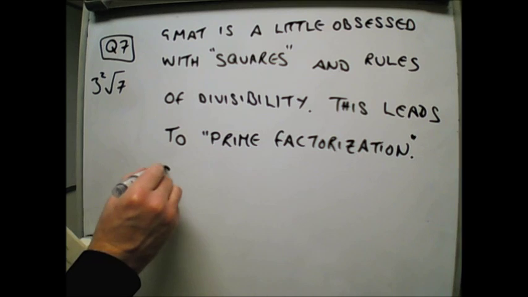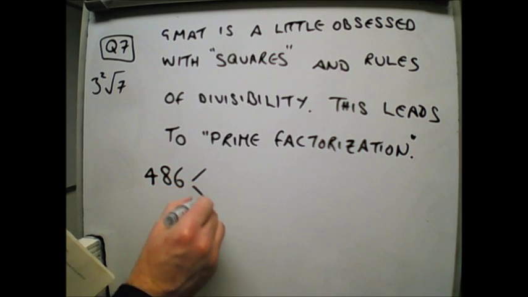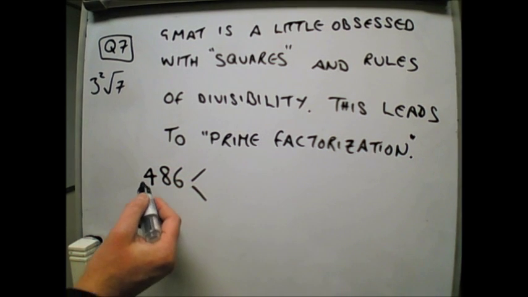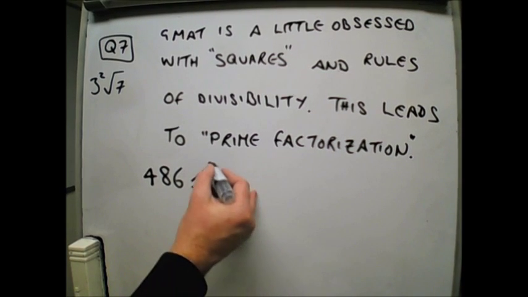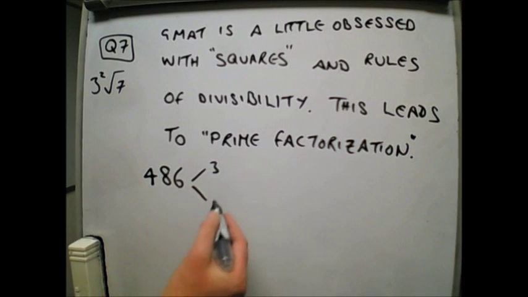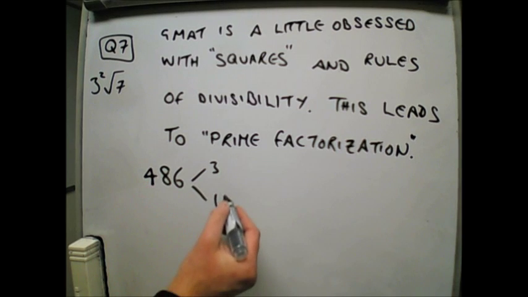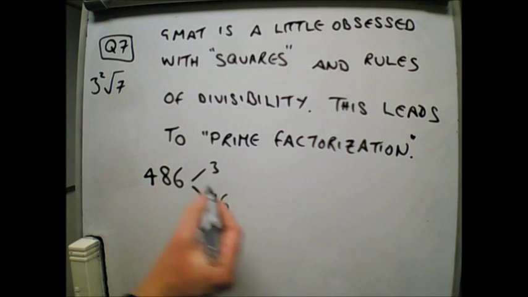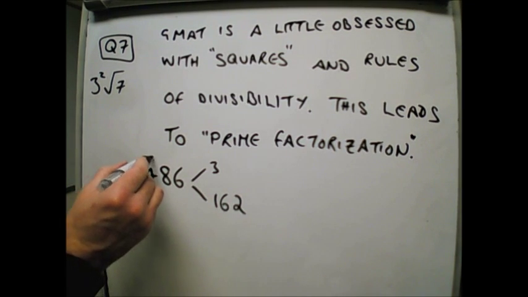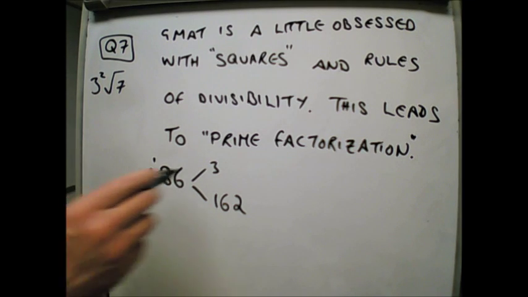Now the answer choices lend themselves towards the possibility of there being some kind of square root remaining. Now the next number we chose for this question was 486. Again, clearly divisible by 3 because 4 plus 8 is 12, plus 6 is 18.